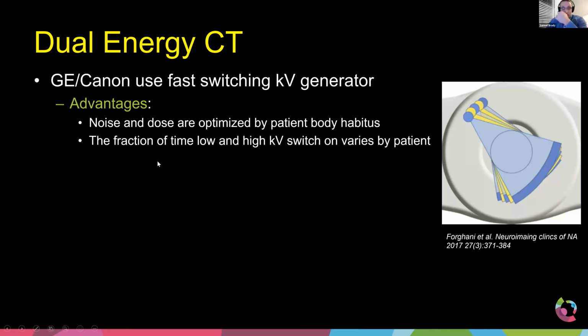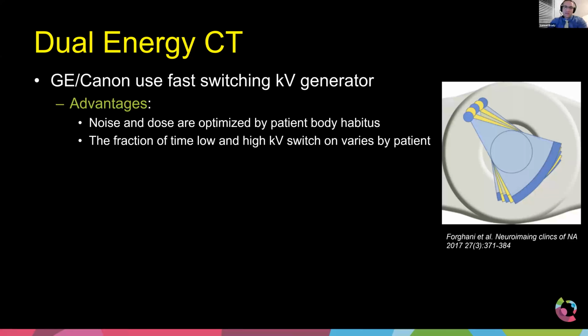All right, advantages for the fast switching is that the noise and dose, because it makes very fine changes as it switches around, as it spins around the body, very finely sampled. You can optimize the noise and dose very finely as it goes around the body. Now, you will spend a greater amount of time acquiring low energy. So it's not always perfectly maybe low, high, low, high. It might be low, low, high. The system will change the amount of times it uses low versus high, depending on how thick or thin the patient is.